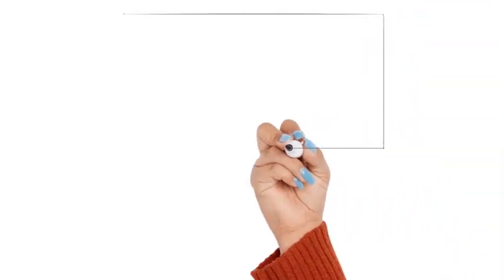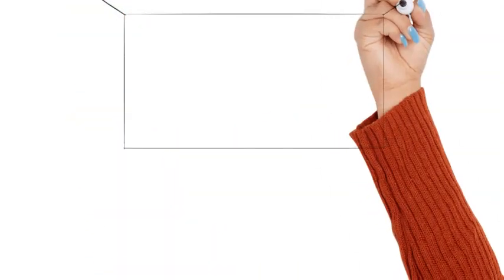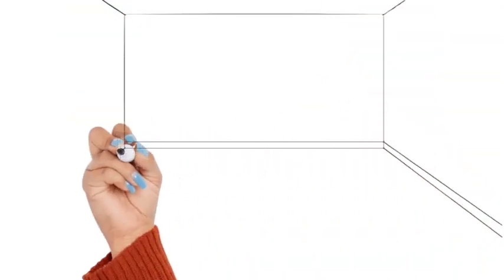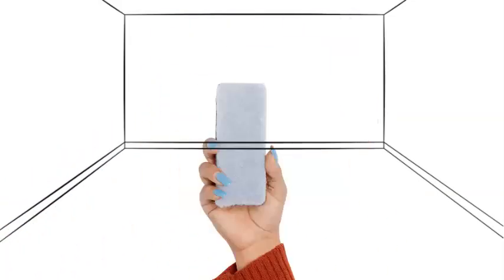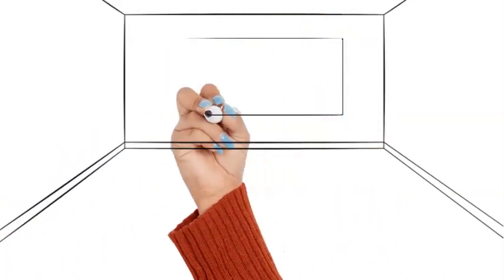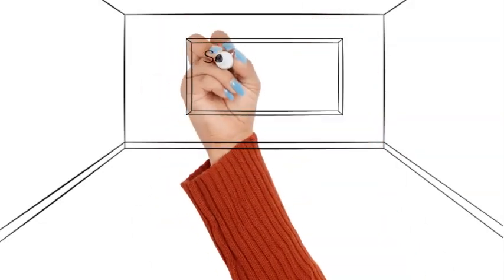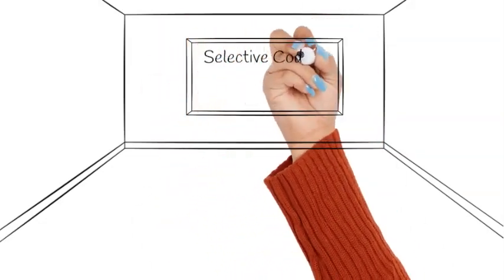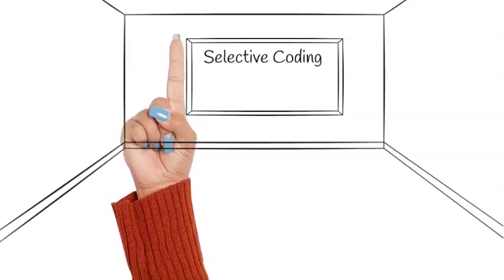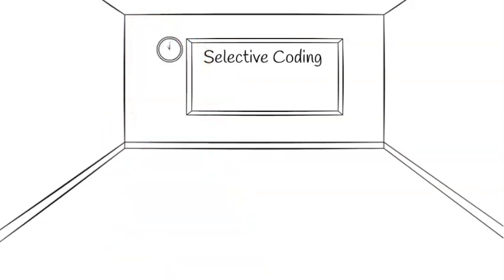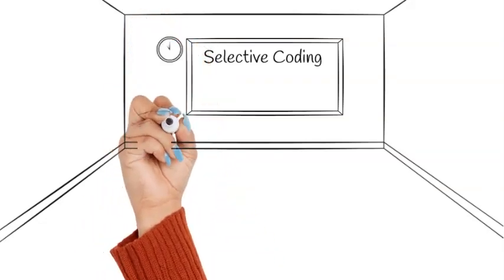Selective coding is the process of focusing on a particular category or theme you have identified in the data and using it to develop a comprehensive understanding of the information you have collected. Selective coding involves focusing on a particular category or theme and using it as a lens through which to analyze the rest of the data.